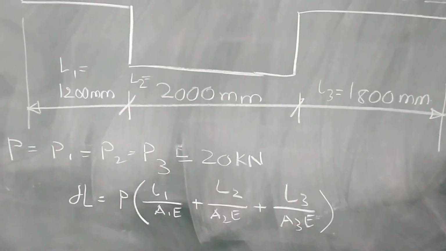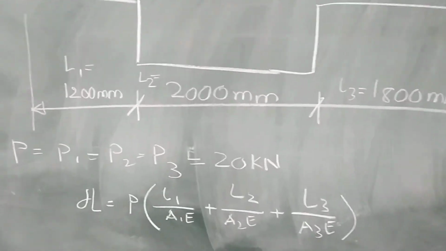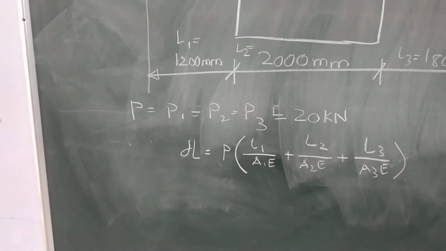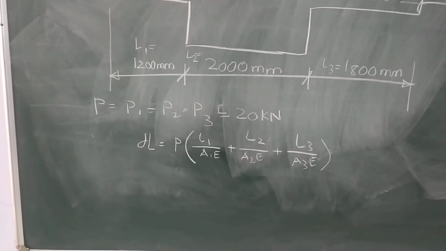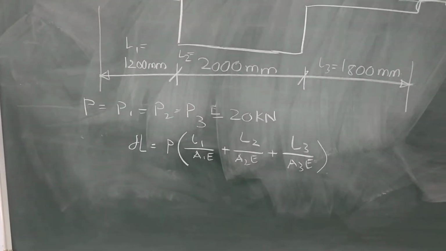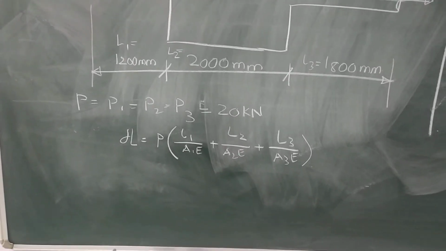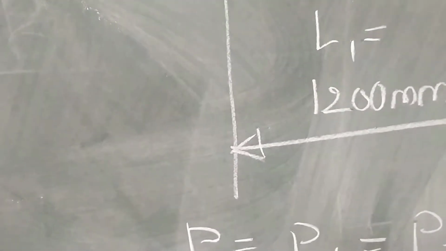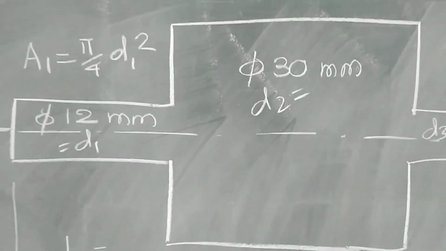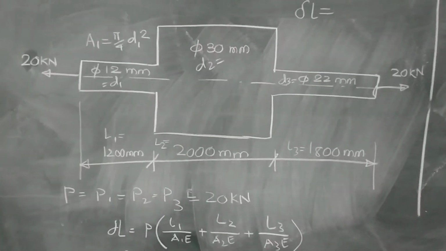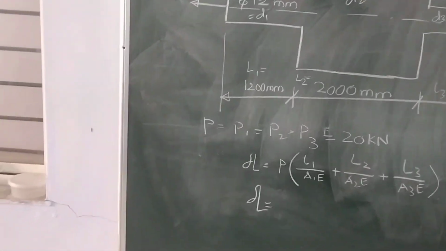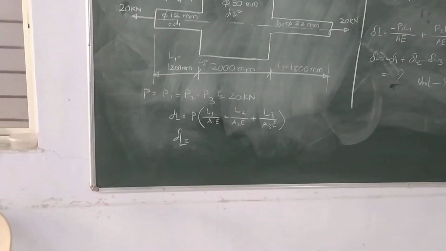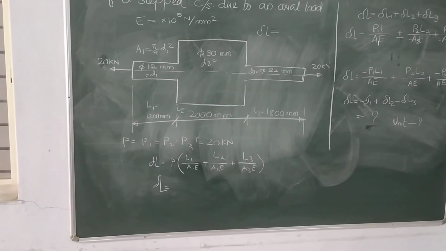I am giving you this example as an assignment. The formula I have put down, delta L is P in common into bracket L1 upon A1E plus L2 upon A2E plus L3 upon A3E. You have to find out the answer delta L. Obviously, the force applied is tensile in nature, so obviously the delta L is extension or increase in length. You have to find out delta L.